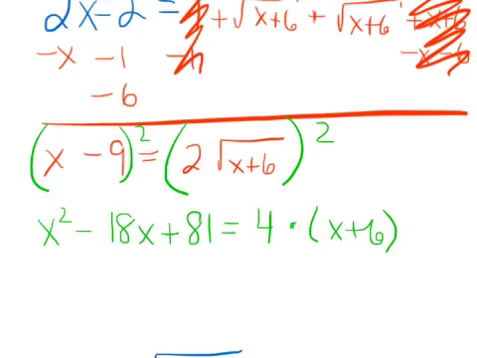Again, what are you doing here? You're really like distributing the square. This is why our rules of exponents were so important. When you have a product inside of a parentheses, the product here is 2 times the quantity root x plus 6. This product, when squared, each term gets squared individually.